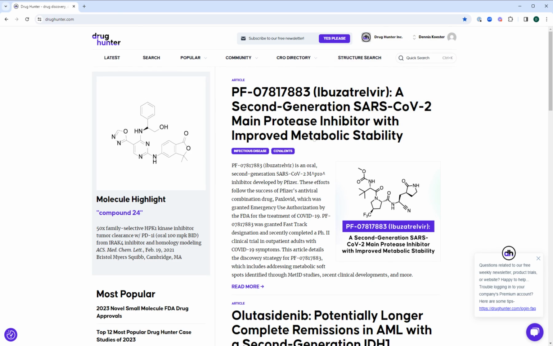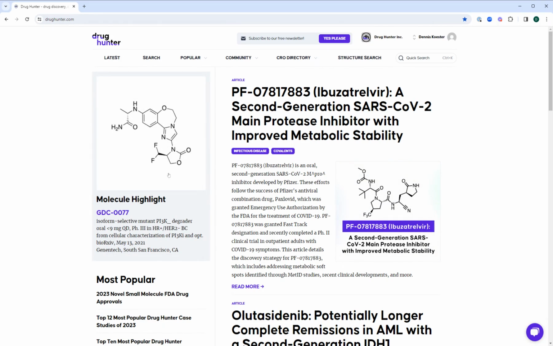One great place to start if you haven't used Drug Hunter before is our molecule flashcard that you can use for some inspiration. Every time you refresh the page, a new molecule will pop up with the case study, and you can consume this on a quick coffee break to, maybe, use some transferable insights for your project.